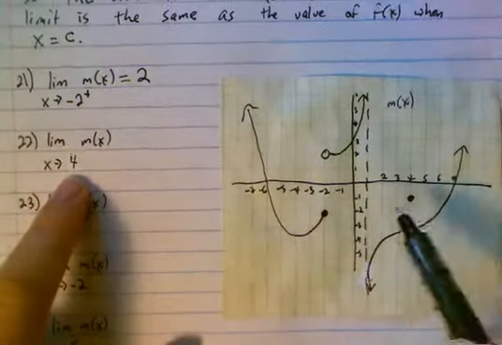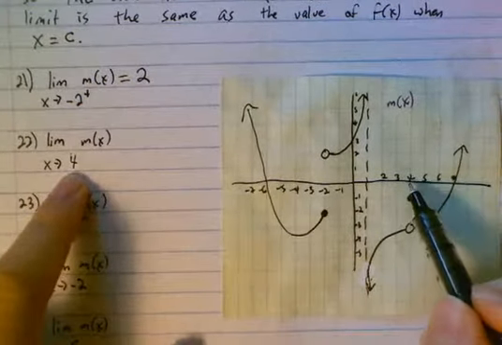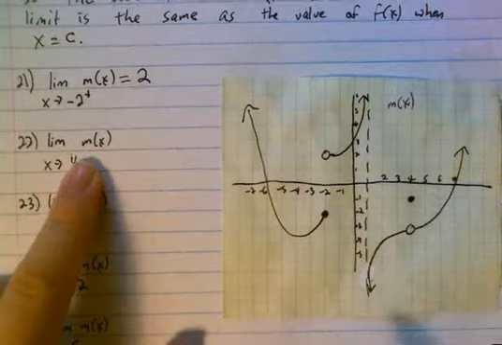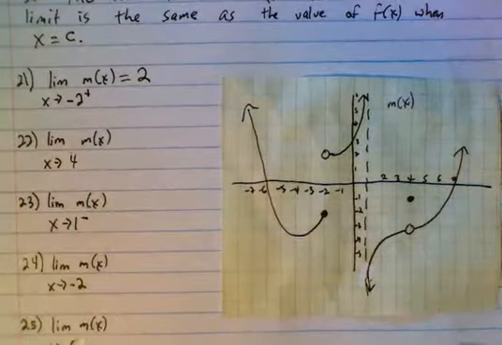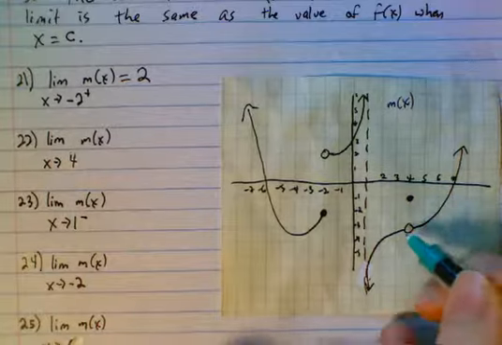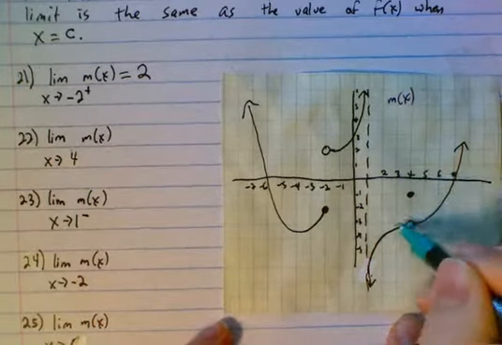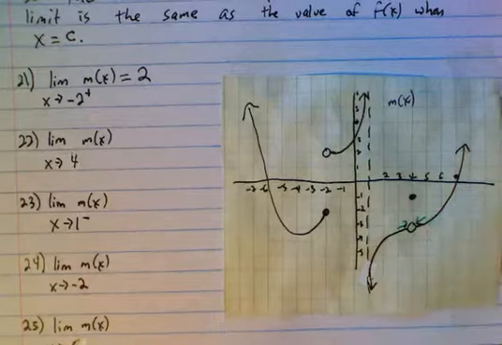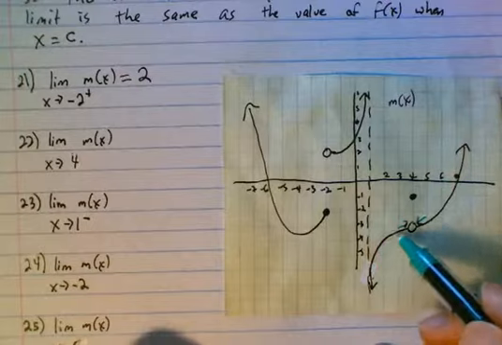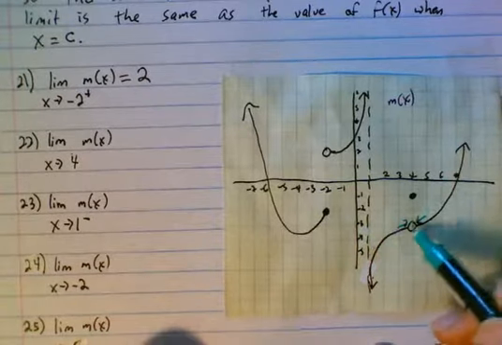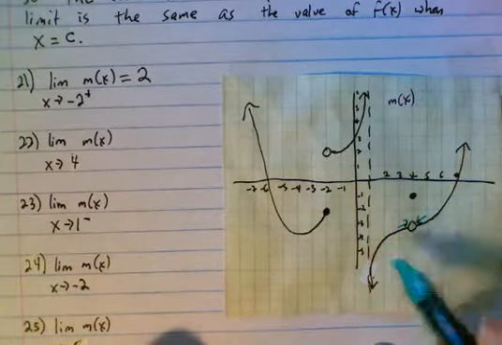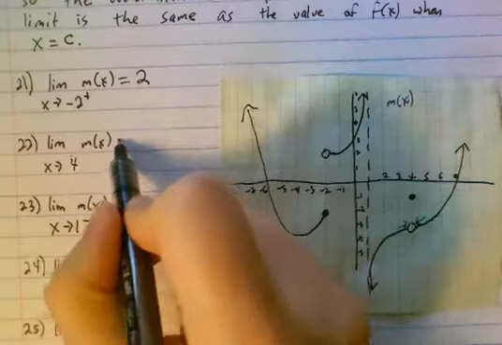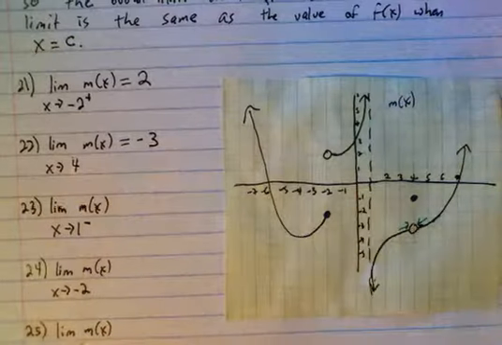When x is 4, what does y want to be? Well, notice that there's no plus or minus right here. So that means we have to look at both the limit approaching from the left and from the right. So here's 4. Here's approaching from the left. Here's approaching from the right. And they'd better agree. If they don't agree, there's no limit. Here, as we approach from the left, y wants to be -3. As we approach from the right, y also wants to be -3. So we do have an overall limit of -3.